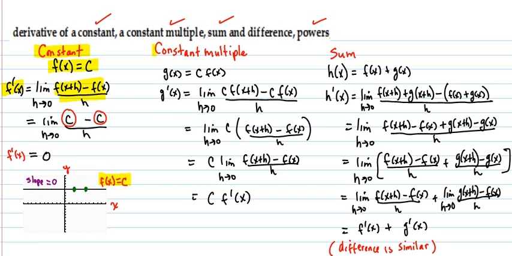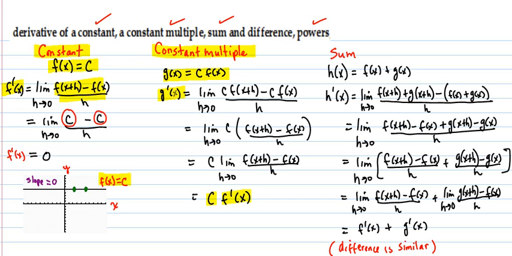Now let's move on to constant multiple. So this rule says that if a function is a constant times another function, then its derivative is going to be constant times derivative of the first function. So that one is proved this way.